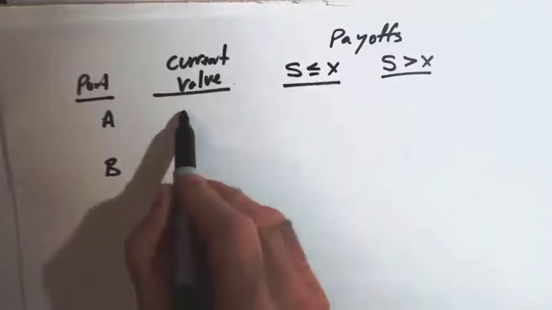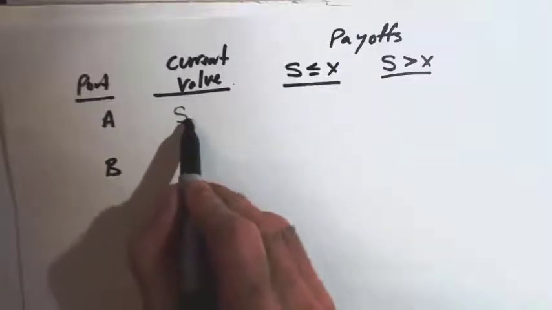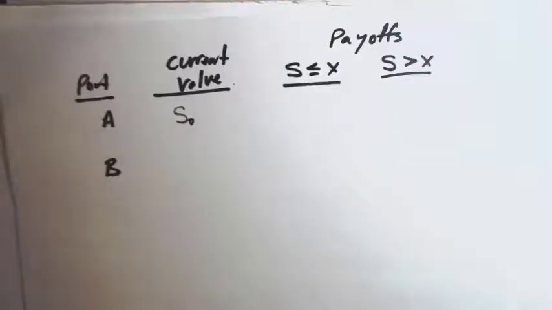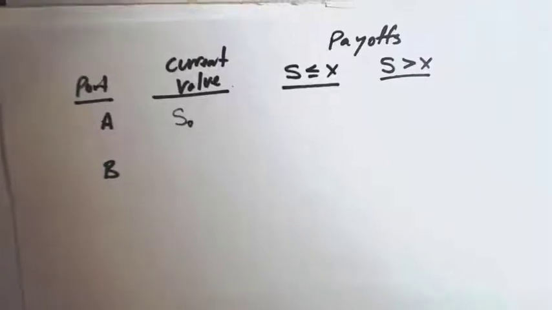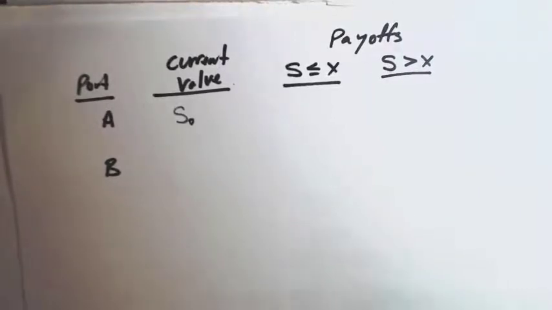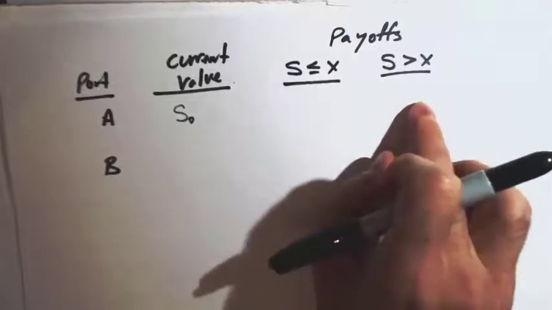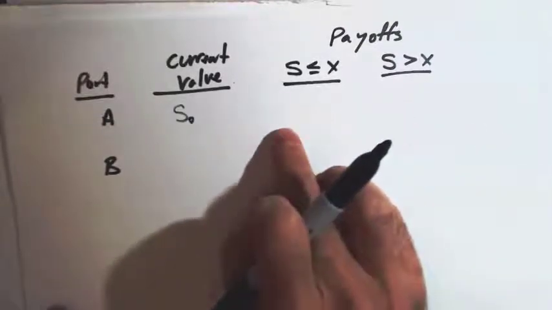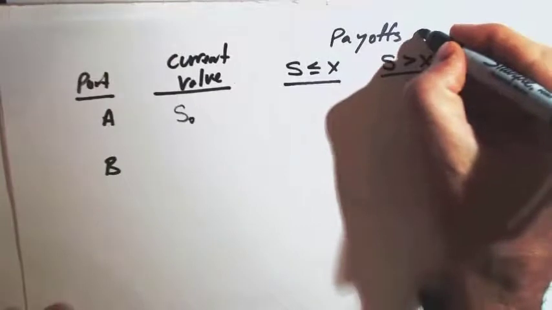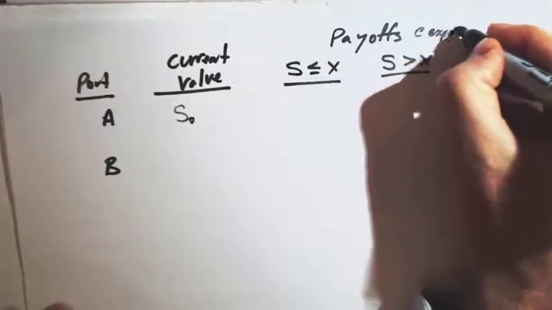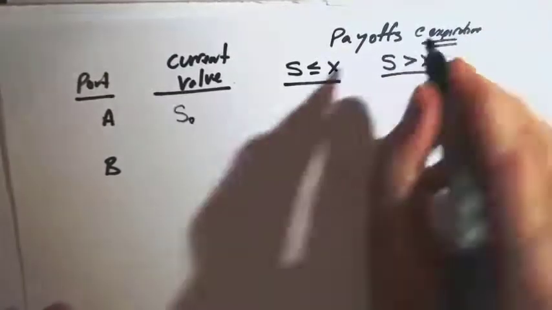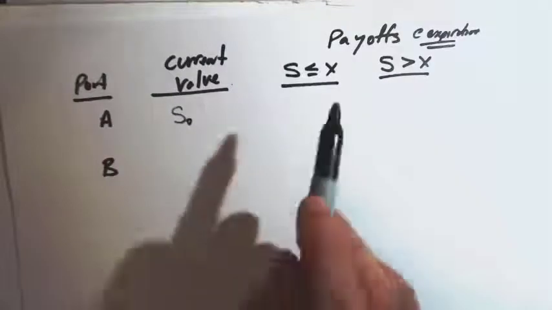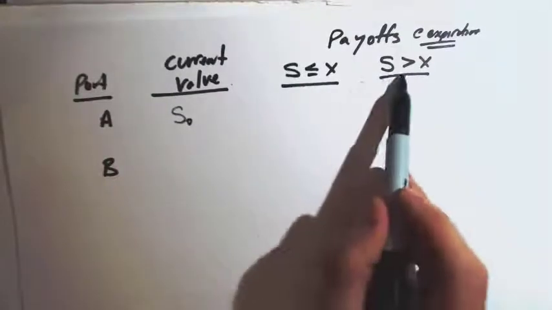So when you own a stock today, what's the current value of the stock? Well, that's S subscript 0. When you're long a stock, the current value is S subscript 0. Now, what is the value of the stock at expiration? Well, at expiration, the value of the stock at expiration doesn't matter if the stock is less than the strike or above the strike.